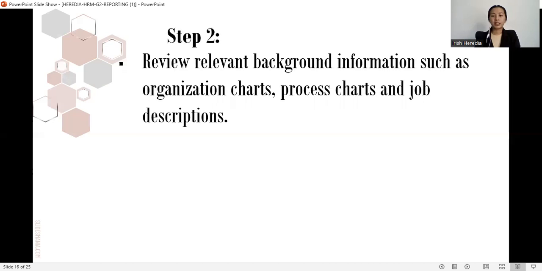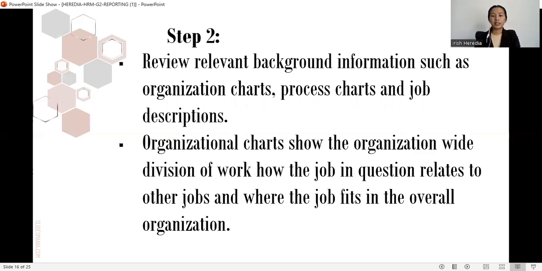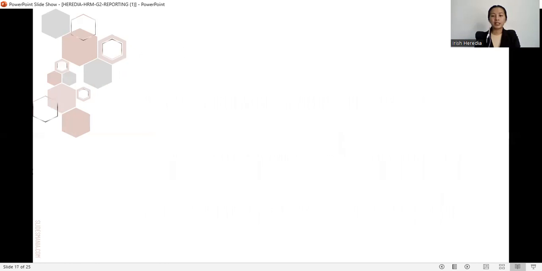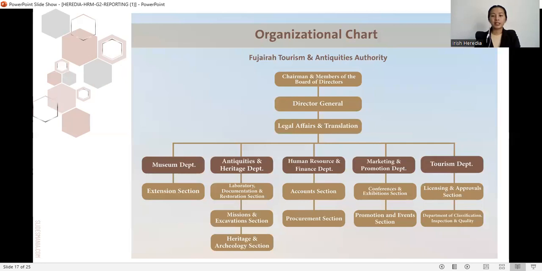Now, second, we have here review relevant background information such as organization charts, process charts, and job descriptions. Now, the organizational chart shows the organization-wide division of work, how the work in question relates to other jobs, and where the job fits in the overall organization. I have here a sample of an organizational chart. You can see here that the jobs are interrelated to one another. So it should show the distribution of work and with whom the job incumbent communicates, because the chairman or the members of the board of directors cannot communicate with them all. So the organization chart will help them to have an organized structure of a company.